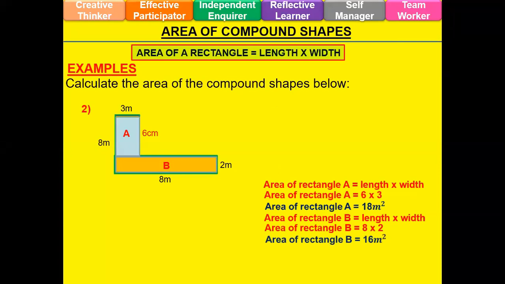Okay, 8 times 2 equals 16 meters squared. Now that we have found the area of rectangle A and the area of rectangle B, what is the area of this compound shape? Check your answer, Jenny. What are we adding? Check your answer, White. We are adding 18 meters squared and 16 meters squared, and Miller. Okay, the area of this compound shape is 34 meters squared.